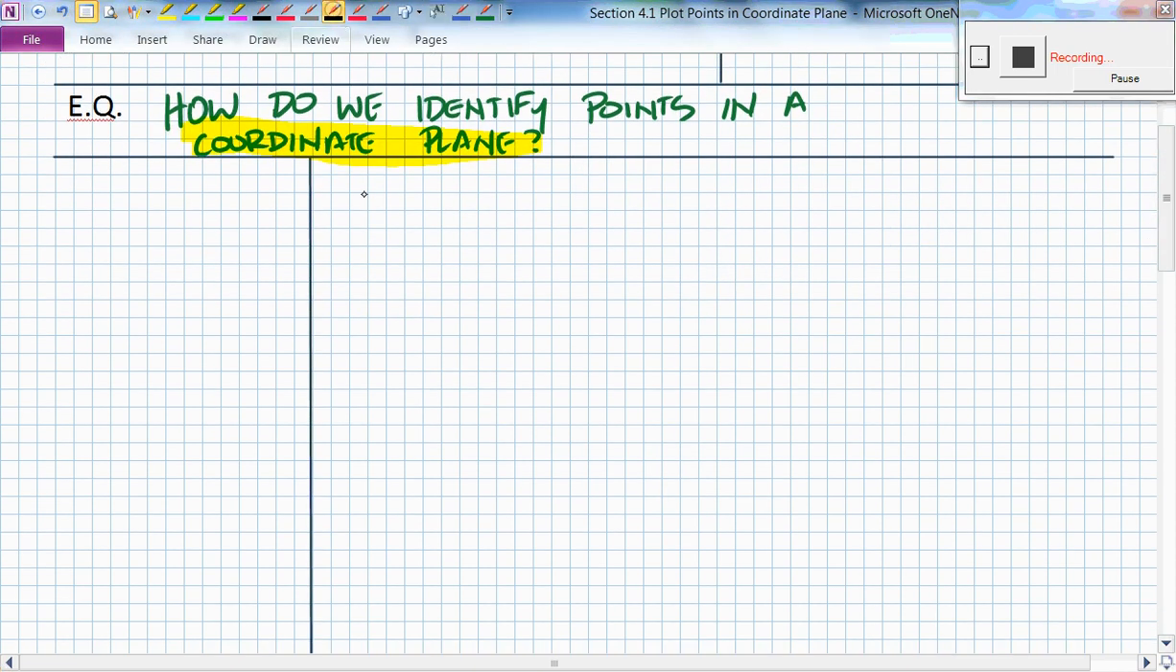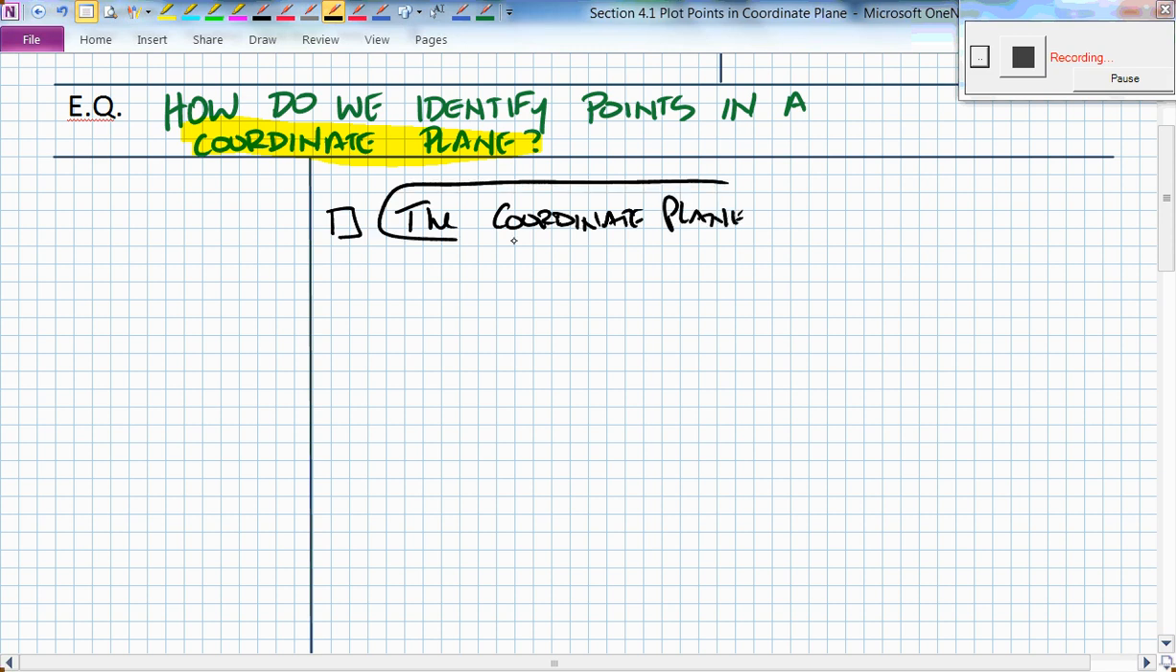So let's talk about what is a coordinate plane. So here's the first idea. The coordinate plane. Okay, and here's what I want you to do. I want you to take your ruler, and here's my ruler. I have a fancy ruler. I want you to take your ruler, and draw a straight line up and down and put arrows on either end of it, just like that.